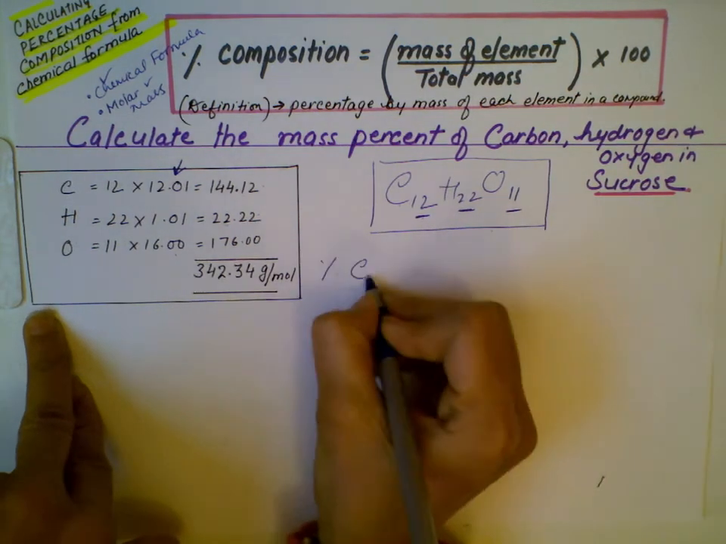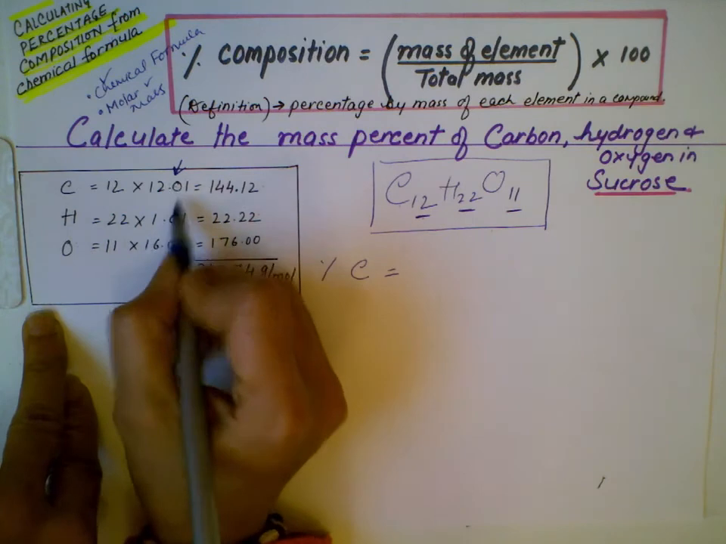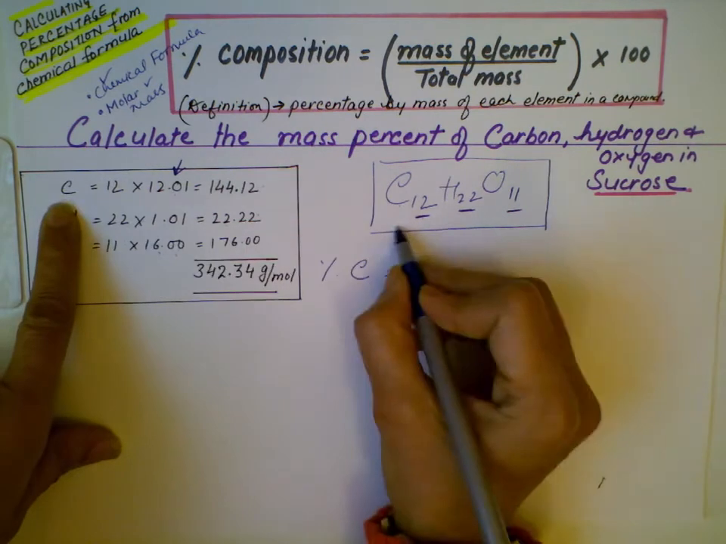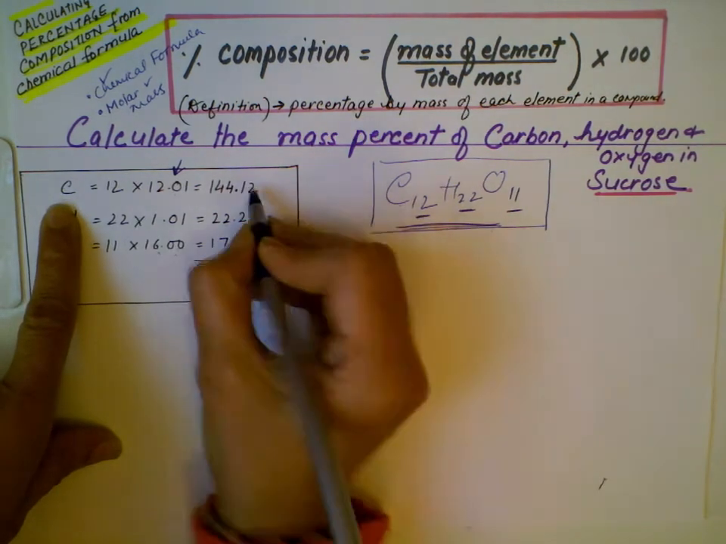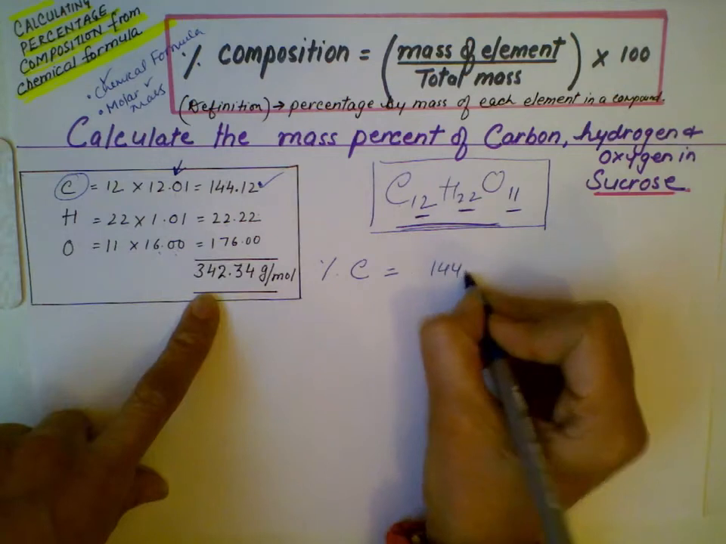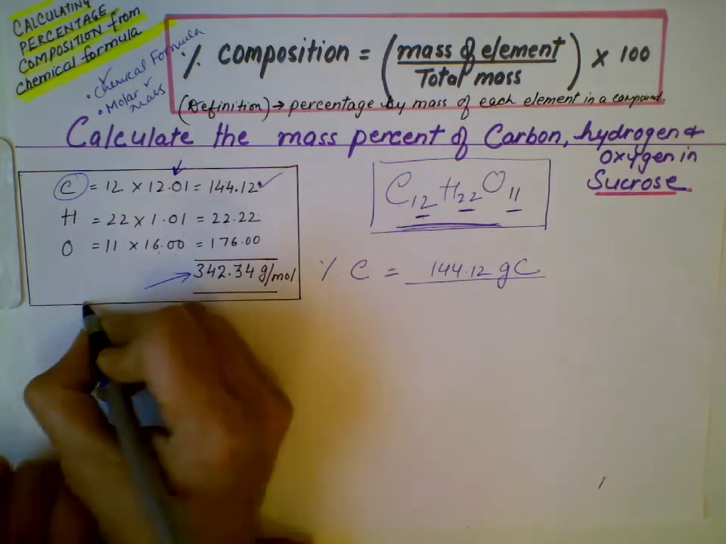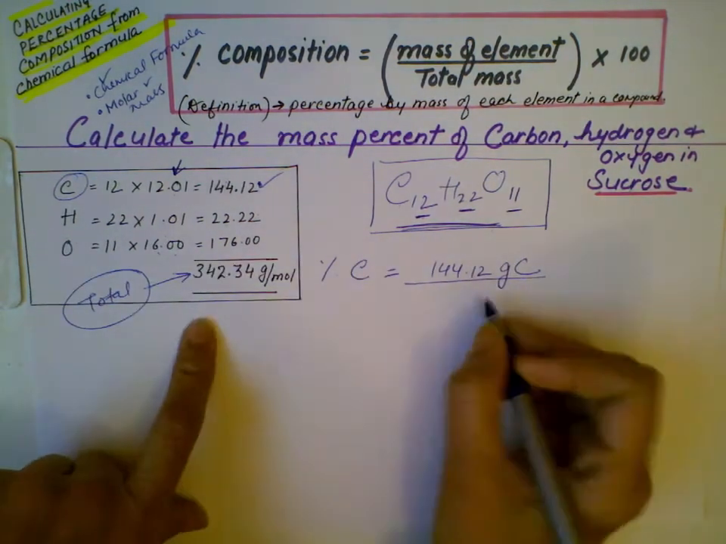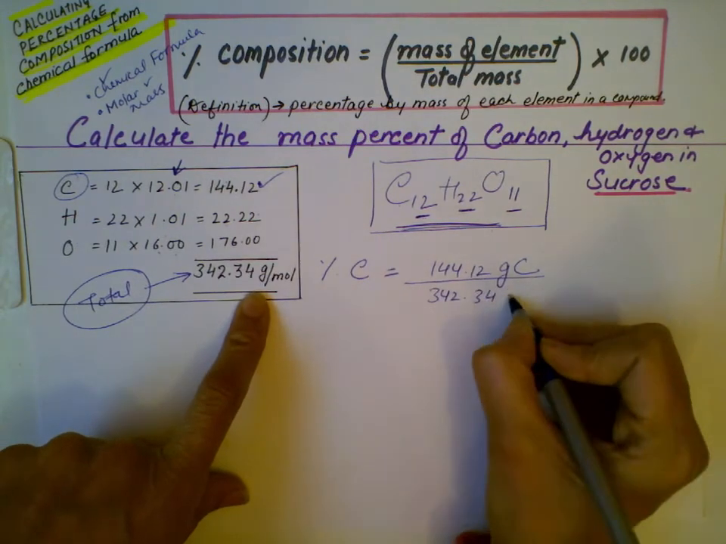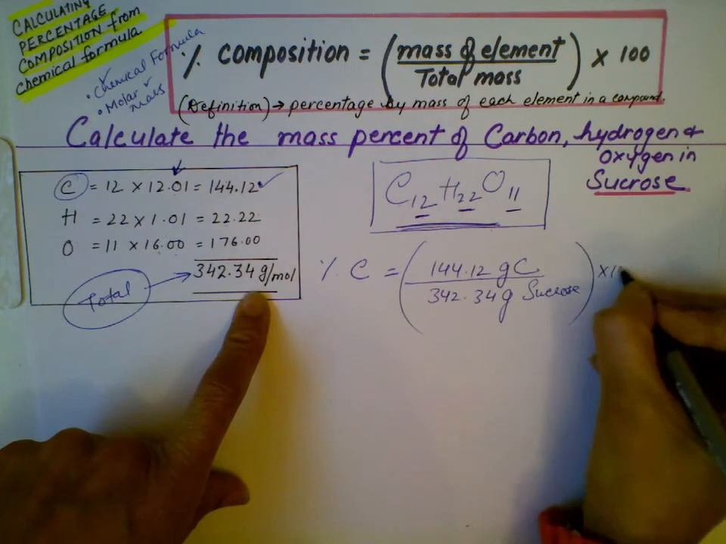So let's start with the carbon. We write the mass of an element. Please make sure you don't write these masses; these are the masses for 1 mole. We have to write the mass for each of these elements in the compound. So for this one, this is what we are going to write: 144.12 grams of carbon. At the bottom, you write the total mass, which is the molar mass, and the unit is grams per mole: 342.34 grams of sucrose. I'm just going to write sucrose; you write the molecular formula. Just doing that to save time.